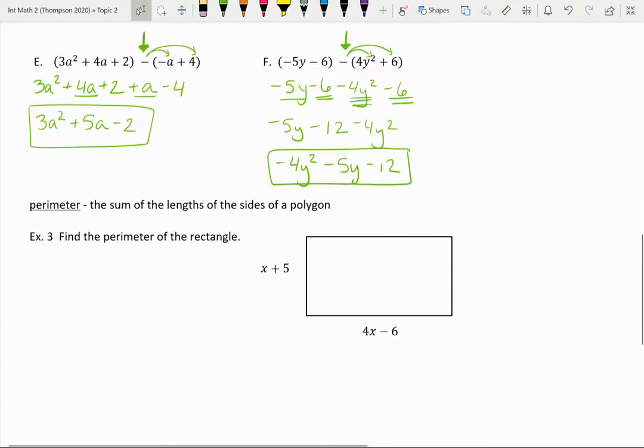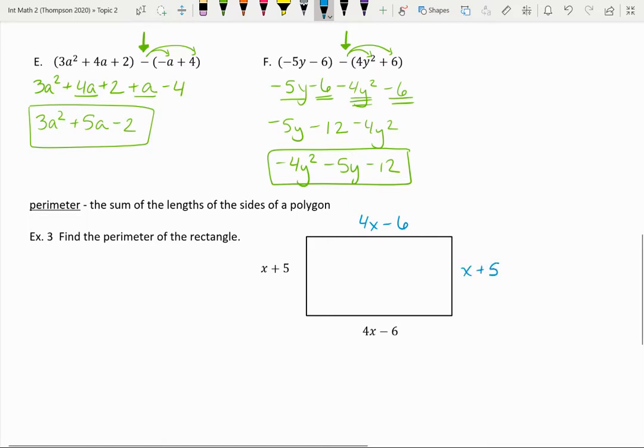The perimeter of any figure is just the sum of the lengths of the sides. So this is just an example of a pretty simplified figure, a rectangle. It says find the perimeter of the rectangle. We know that rectangles have opposite sides that are congruent. So if my base on the very bottom is 4x minus 6, that means my top is going to be 4x minus 6. If my left side is x plus 5, then my right side is going to be x plus 5.